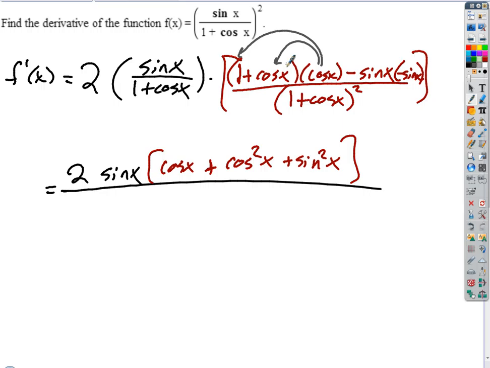And another key on this one is seeing that trig identity. We haven't done a ton of really complicated trig identities, but this is one that pops up a lot, right? The Pythagorean rule for trig functions is one. So this whole thing is 1, divided by, now what's on the bottom? We have a 1 plus cosine x times a 1 plus cosine x squared. Cubed. Good, 1 plus cosine x cubed.